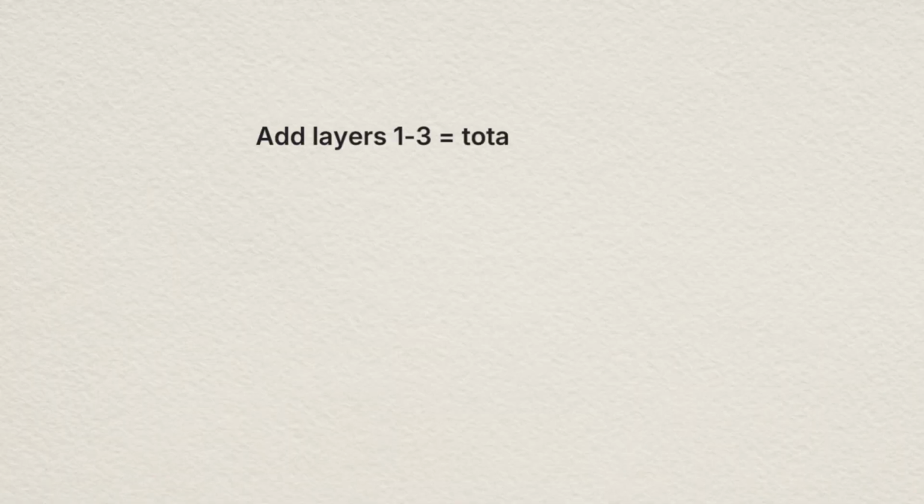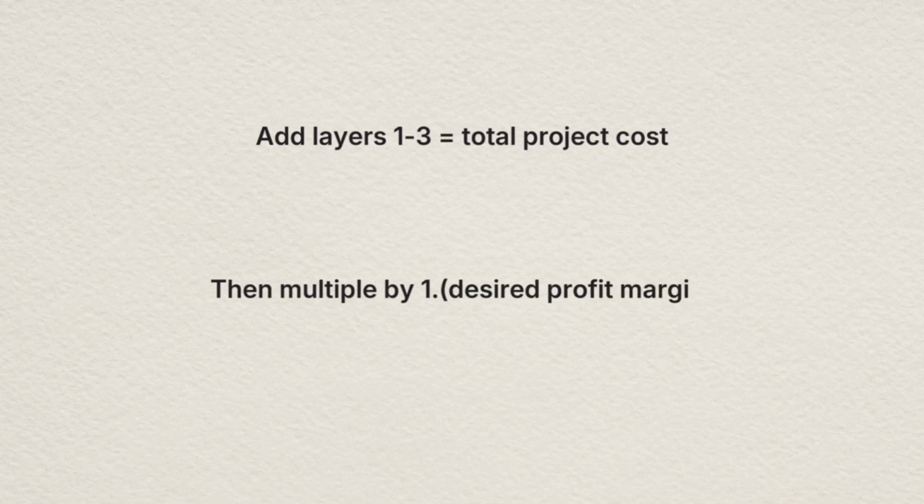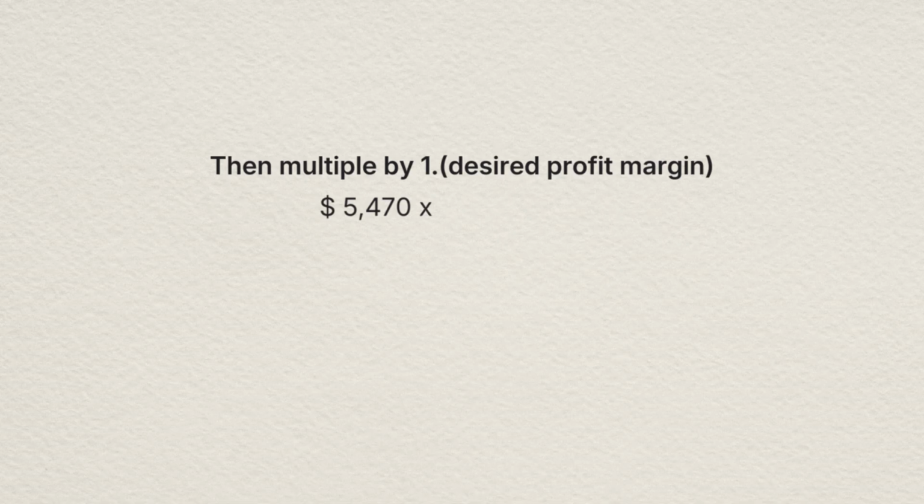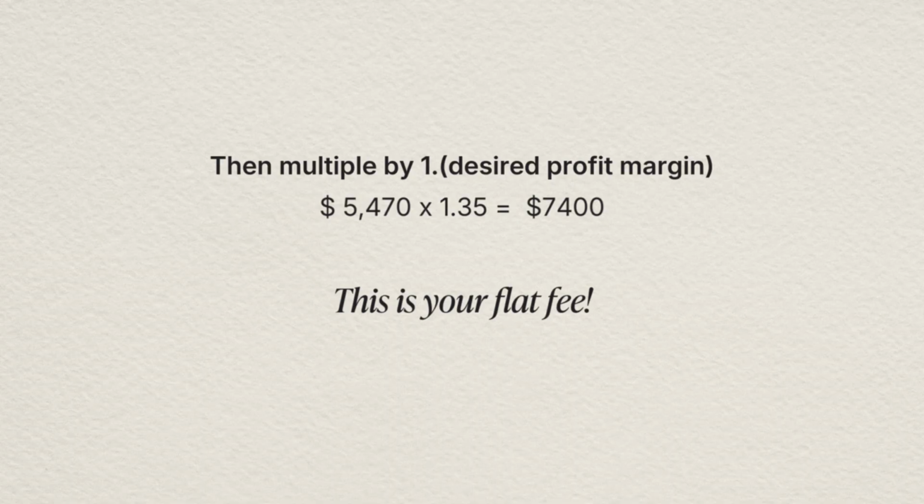You're going to add layers 1 through 3 together for your total project costs. Then you're going to multiply by 1 plus your desired profit margin. So let's say we have 3,000 personal time plus 1,800 outsourcing work. Then you have 670 overhead. That's about 5,500 total cost. That is just the cost of running the project. Now you're going to multiply by 1.35 for 35% margin, and you get roughly about 7,385. We can round that up to 7,400, and that is your flat fee.